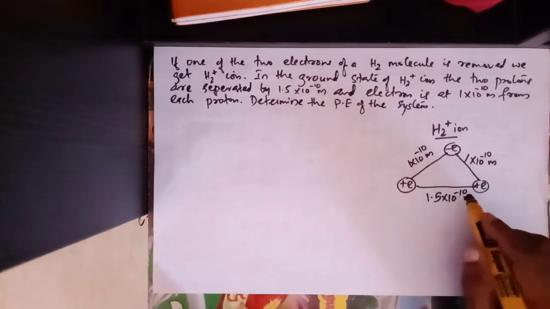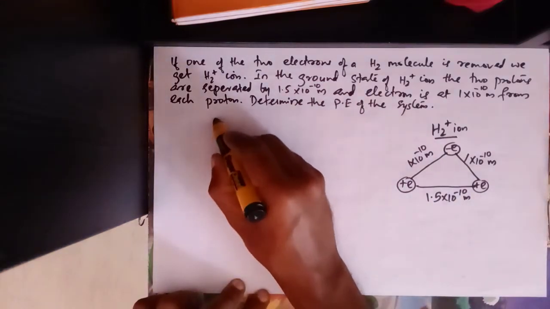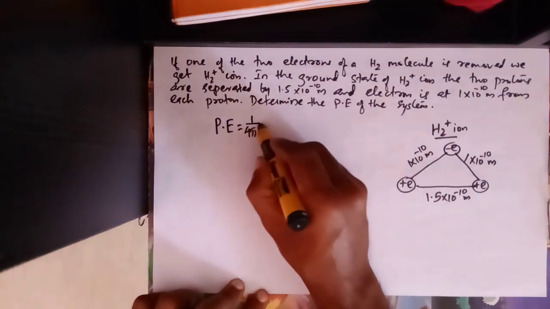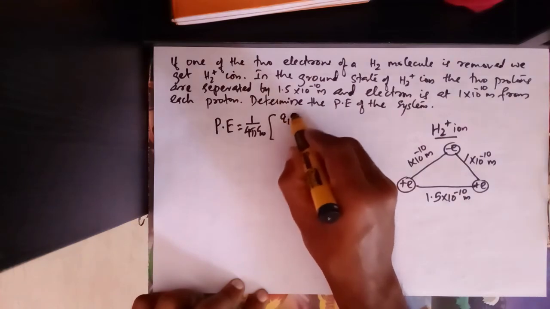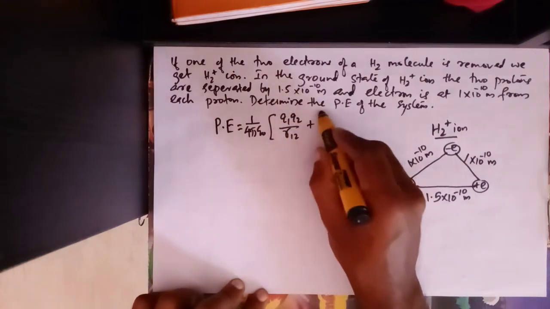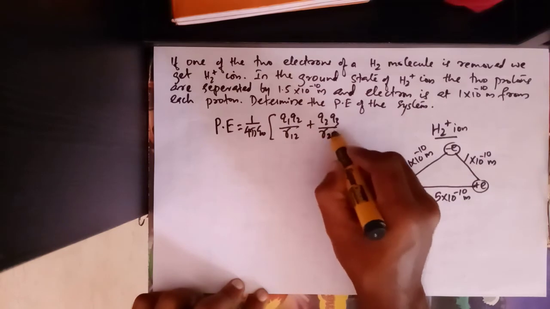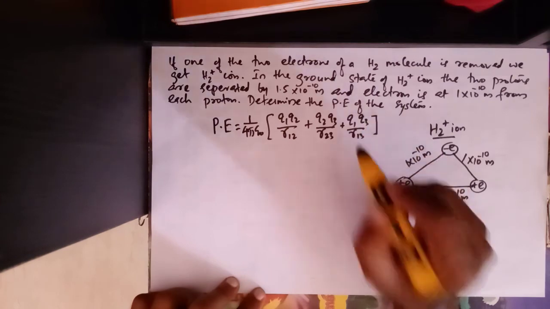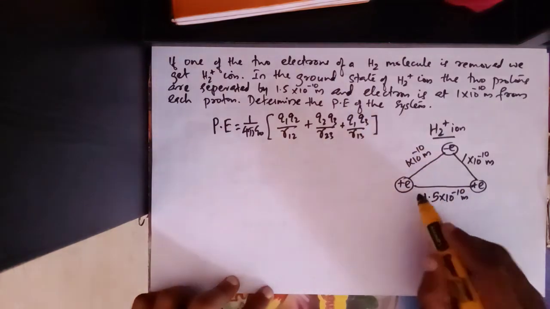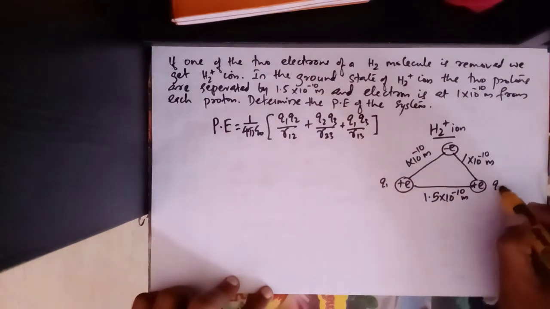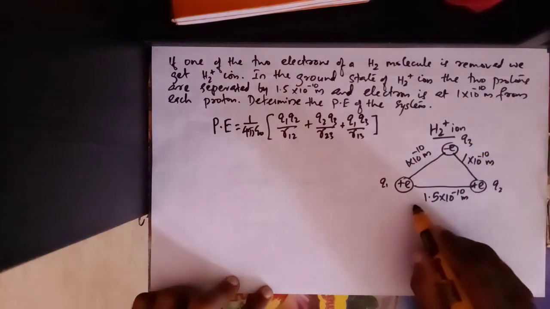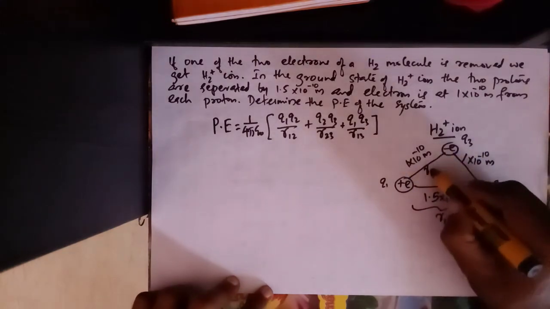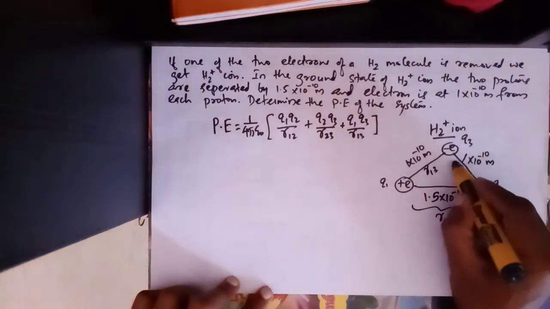Now we need to get the potential energy in eV. How will you find potential energy? We know that the total potential energy is equal to 1 by 4 pi epsilon 0 into Q1 Q2 by R12 plus Q2 Q3 by R23 plus Q1 Q3 by R13. This is our equation. We can choose this one Q1, this Q2 and Q3. This distance we mark as R12, this as R13, and this one as R23.